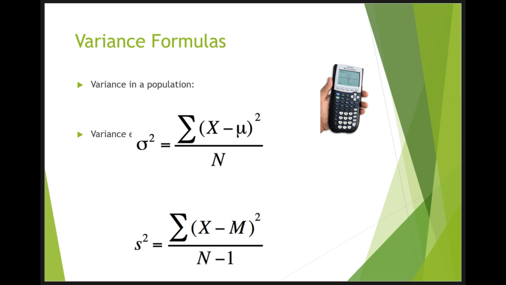An important difference between the formulas is that you divide by n in the top formula and by n minus 1 in the bottom formula. Since in practice the variance is usually computed in a sample, the bottom formula is most often used.